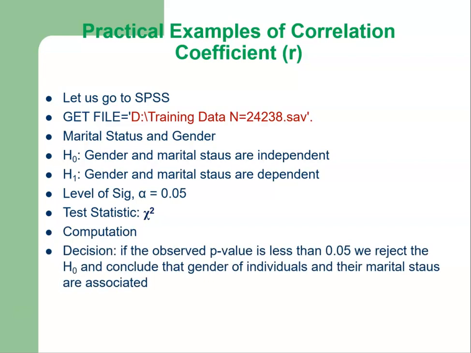Ladies and gentlemen, this is very simple, and we saw that the observed p-value was less than 0.05, so we rejected the null hypothesis and we concluded that health and education variables are associated with each other.